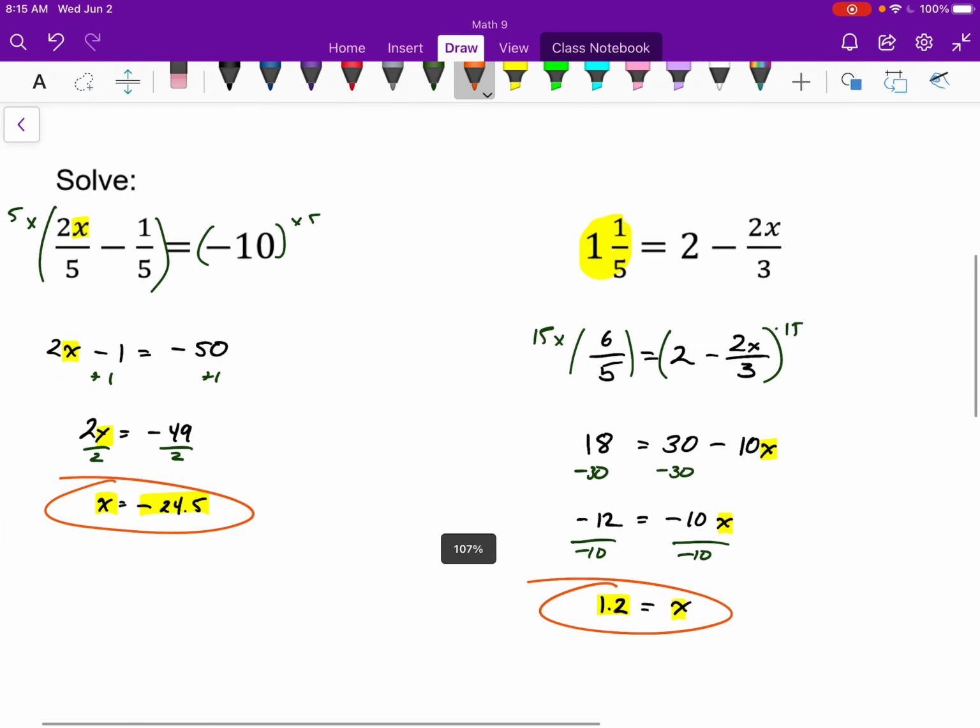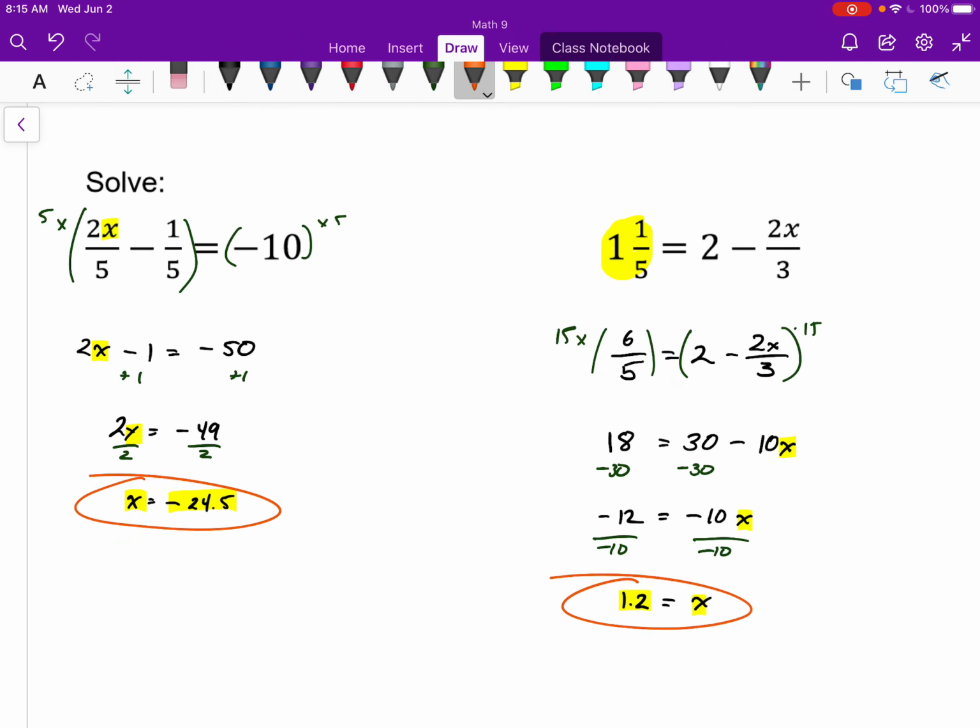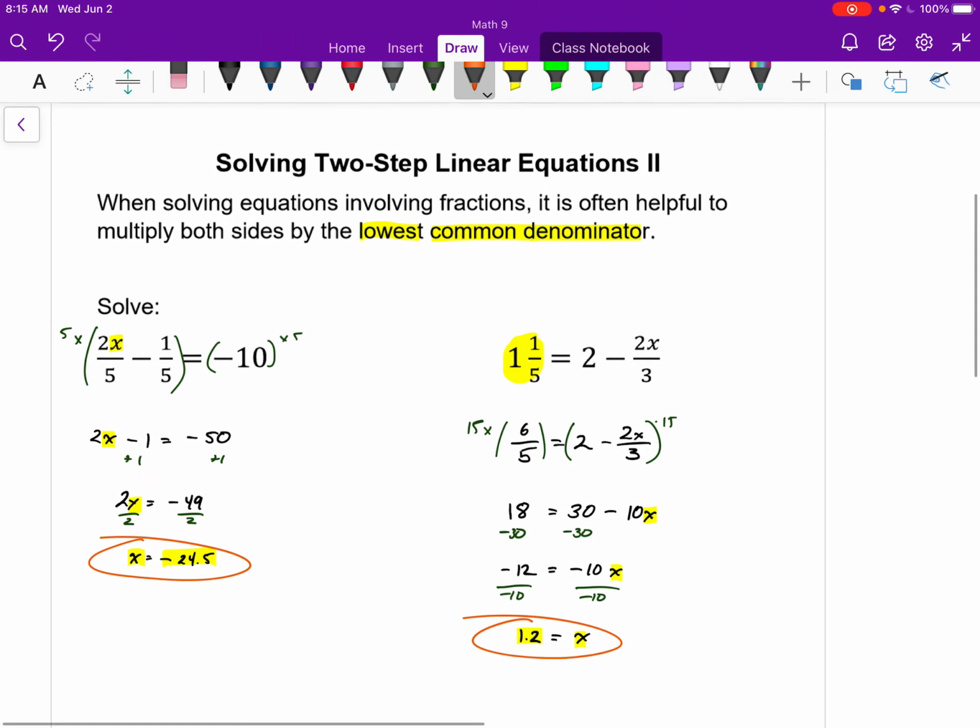So like before, lots of approaches. Notice in this case, because I decided to multiply both sides by the lowest common denominator right away, most of these questions here took me 3 steps. But again, we don't want to get too hung up on it. It doesn't have to be 2 steps.